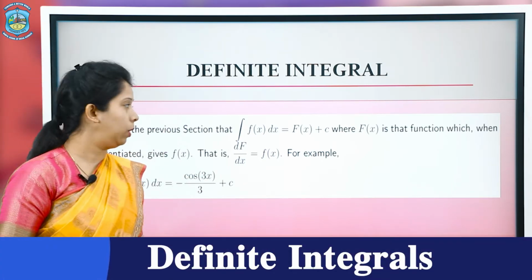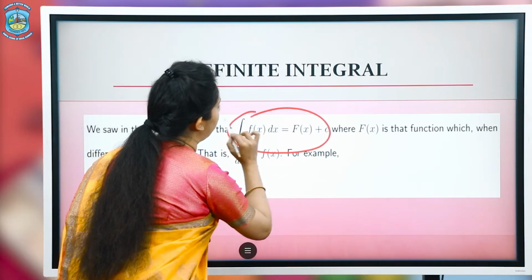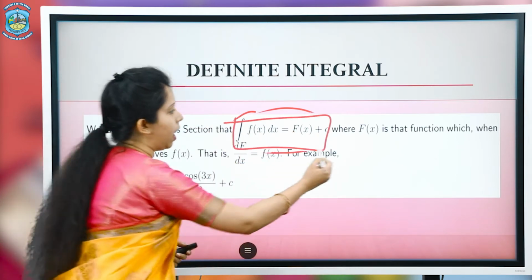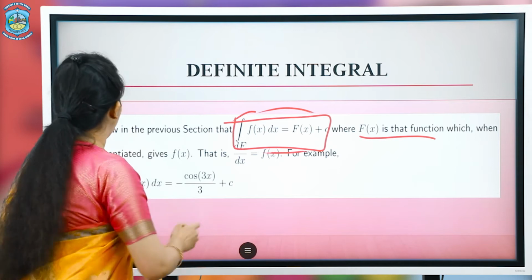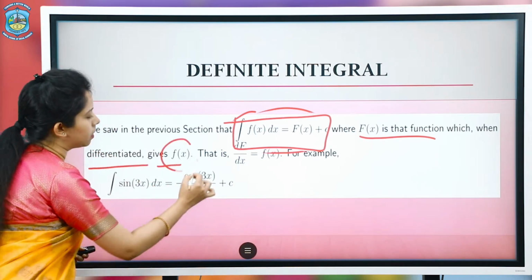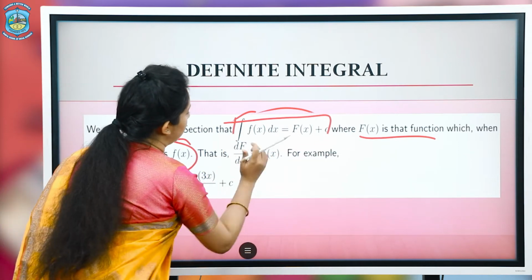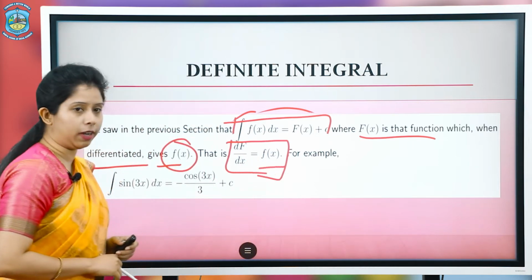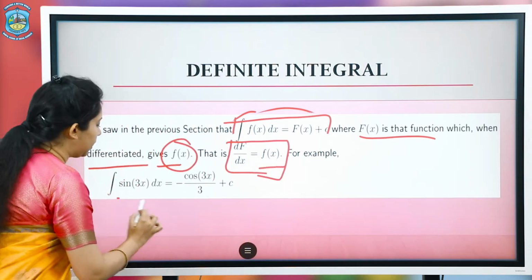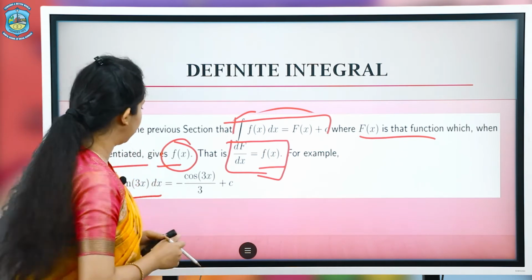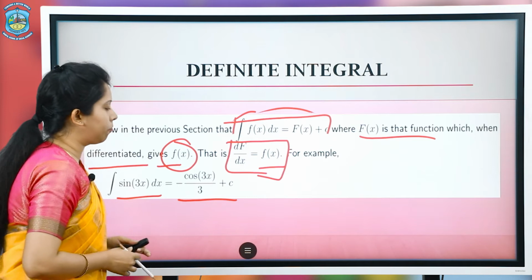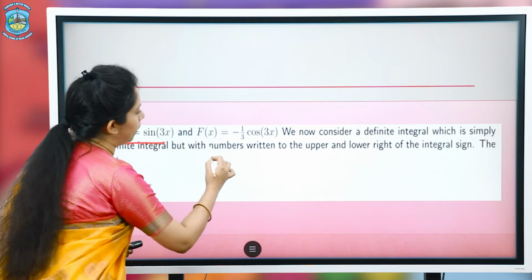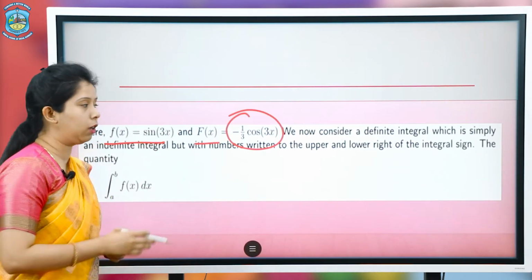In the previous module, we discussed integration of f of x dx is equal to capital F of x plus c, where capital F of x is that function which, when differentiated, gives small f of x. That is, differentiation of capital F is equal to small f of x. For example, if we integrate sin 3x with respect to x, the result is minus of cos 3x plus c. Here sin 3x is f of x and capital F of x is minus 1 by 3 cos 3x.